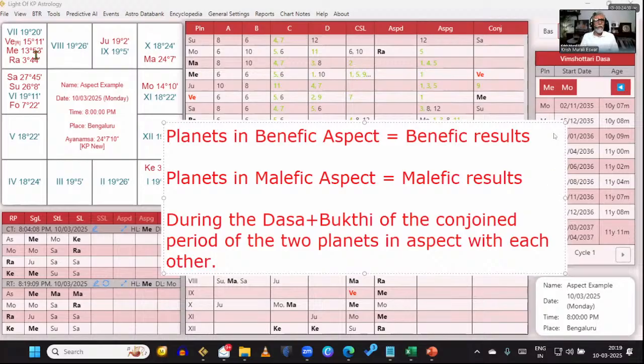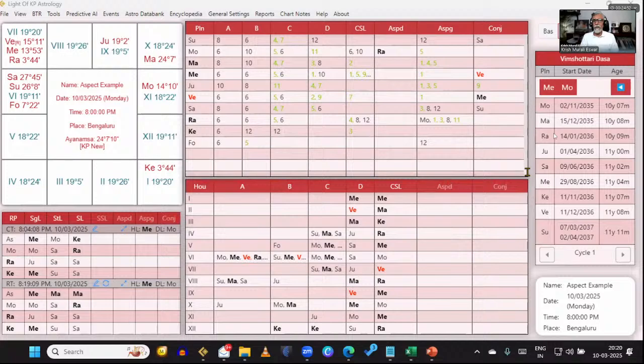In this case, Mercury Venus will give bad results. Saturn Sun will give bad results. Whereas Sun and Mars will give good results. Mercury Moon will give good results. Venus and Moon will give good results. Rahu Ketu will give bad results. Ketu Rahu will give bad results. Just keep that in your mind all the time. All right. Good.